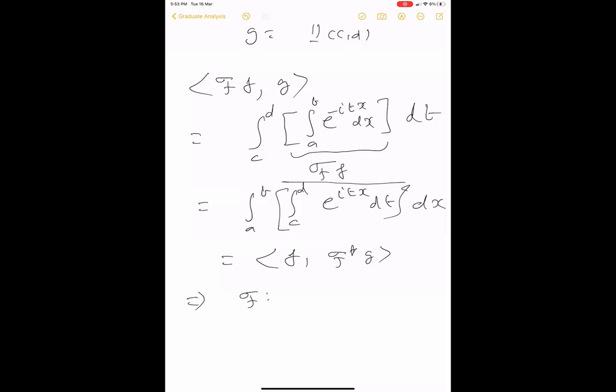Up to a constant, I have defined the script f to be something, but you have to divide it by root 2c. Maybe I'll write 1 by root 2c: L2 of R to L2 of R is unitary with 1 by root c script f star as inverse.